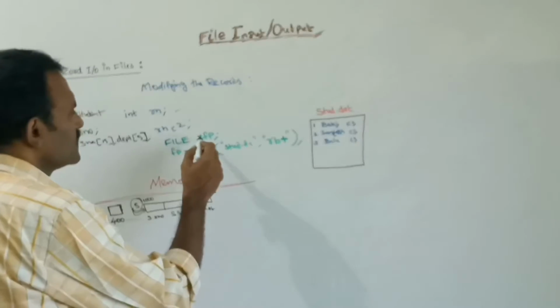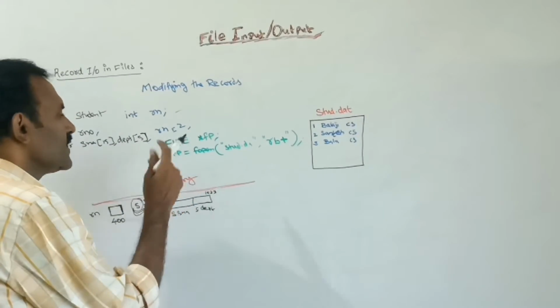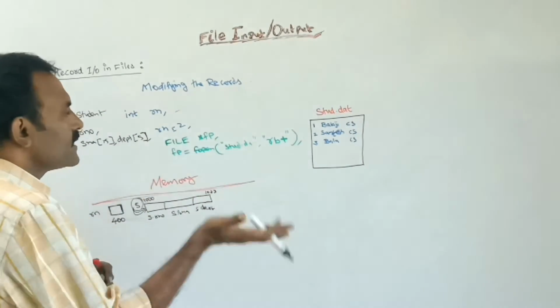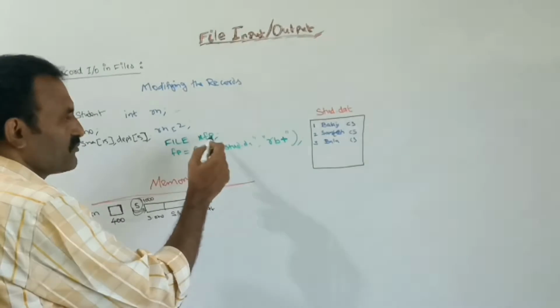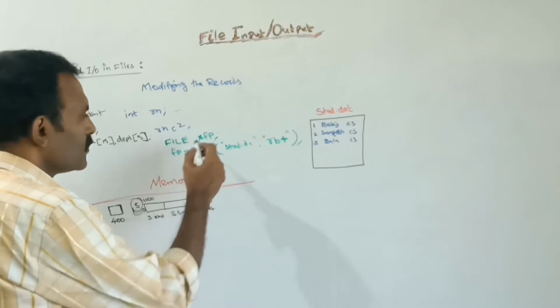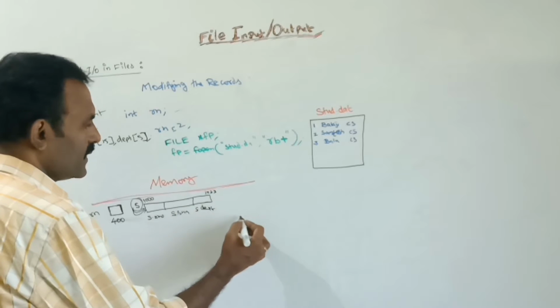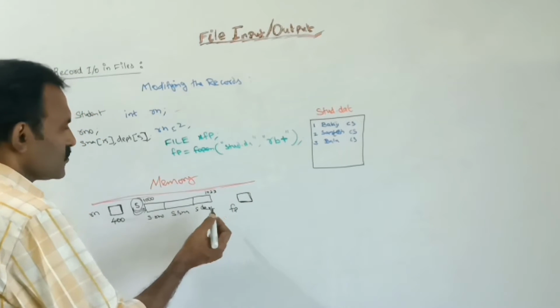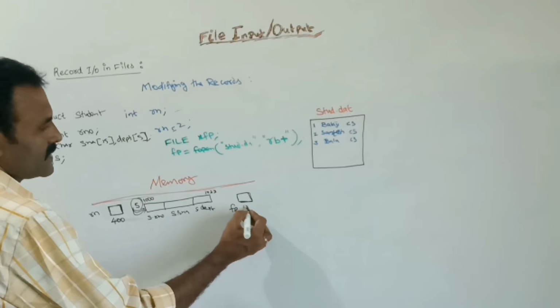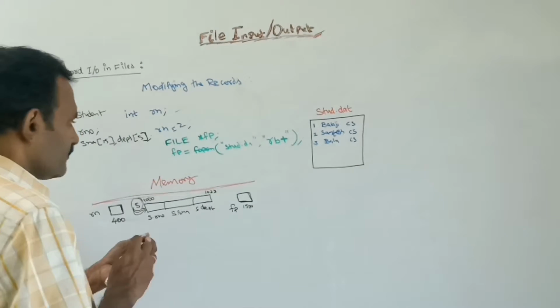Next here, this is the file pointer. File is also a structure. This is an inbuilt one. So for that I am creating a variable, that is FP. This is a structure variable. So for FP, for this also it will have some address. Now let us assume this one, 1500.